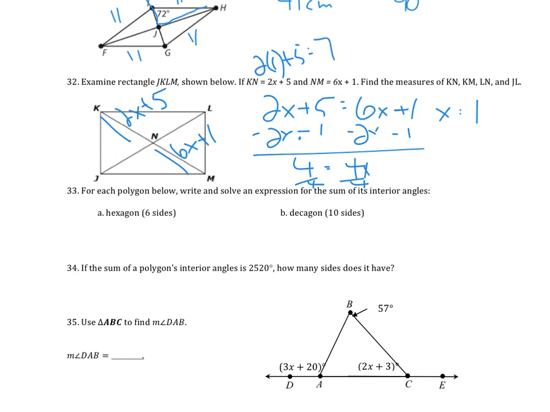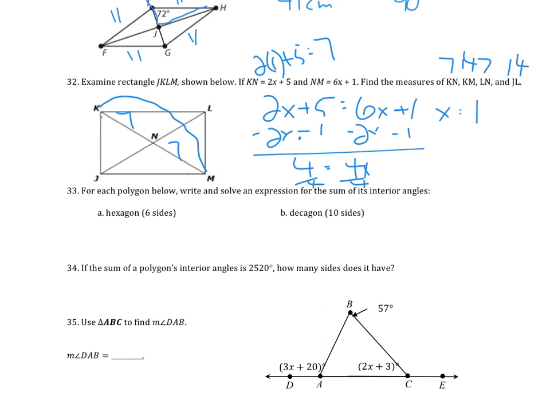If I substitute that back in for any of those, 2 times 1 plus 5 is 7. So then we know that KN is 7, and then NM is 7. So KN is 7. KM then is 14. And since diagonals are congruent, that tells us that LN is 7 because JL is 14.